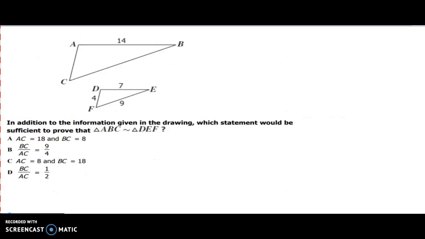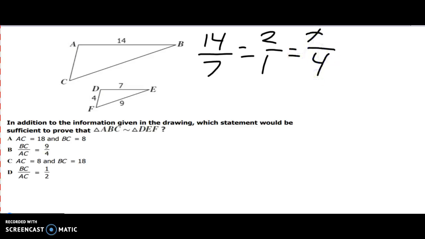Two triangles. What additional piece of information would we need in order to prove that these two triangles are similar? If AC is 18 and BC is 8, well, let's look at it. We've got 14 over 7, so that would be 2 over 1. 2 over 1 is equal to x over 4. So x should be 8. So AC should be 8. Well, that automatically eliminates this one.